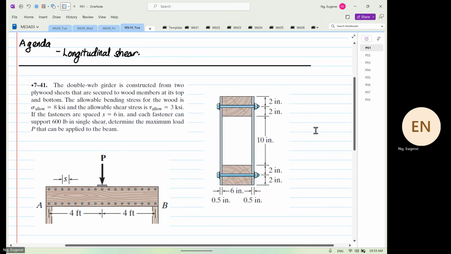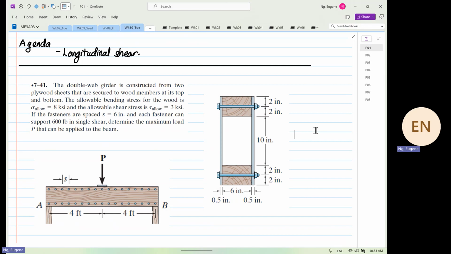The double wedge girder is constructed from two plywood sheets that are secured to the wood member at its top and the bottom. So we know the whole structure is made of wood. Okay, we know the whole structure is made of wood. Thank God, not sandwich material. Even if it's sandwich material, all of you are able to handle it.